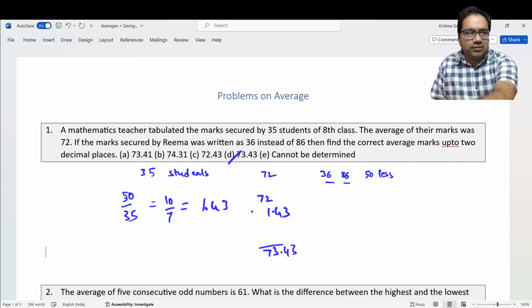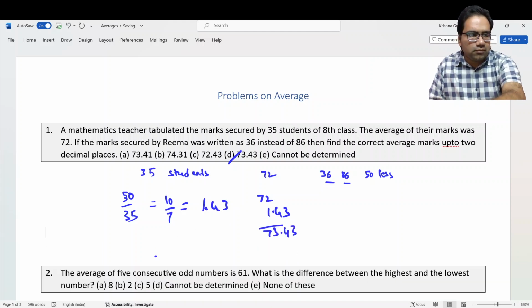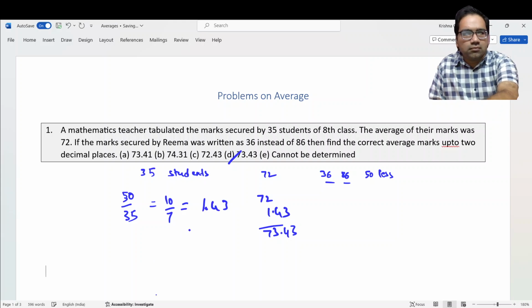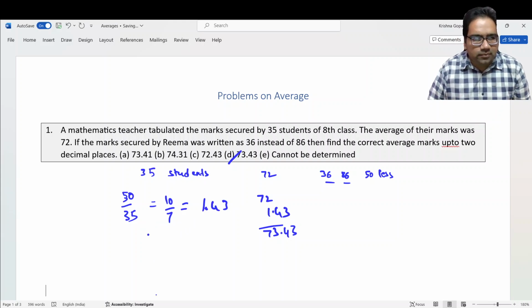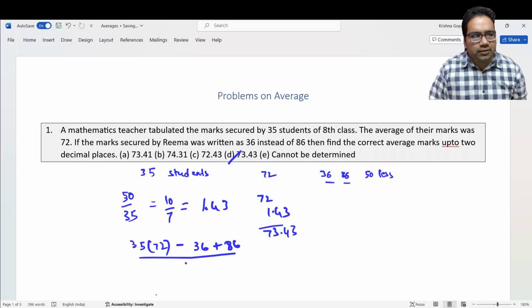Unnecessarily, we should not complicate things. 35 students, whatever is extra, 50 is extra, 50 extra by 35 people. People unnecessarily do it in a much more complex way. 35 students, what is the average? 35 into 72. They will do 35 into 72 minus 36, plus 86, and divide this by 35. This is what they will do.